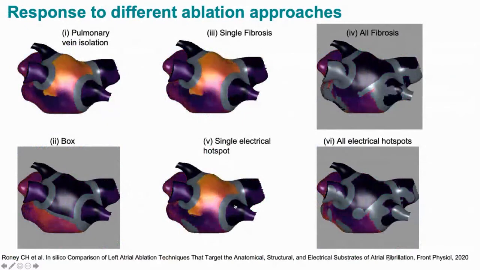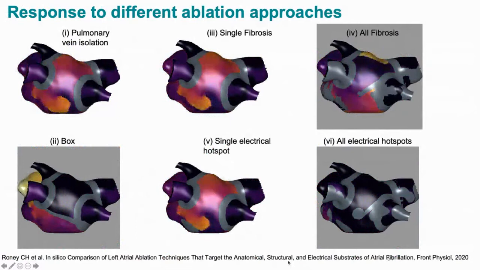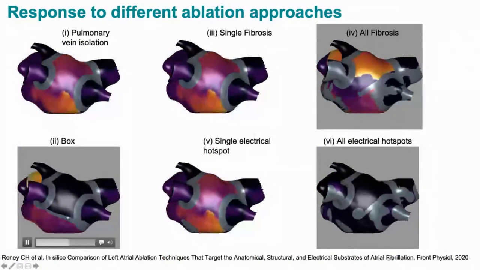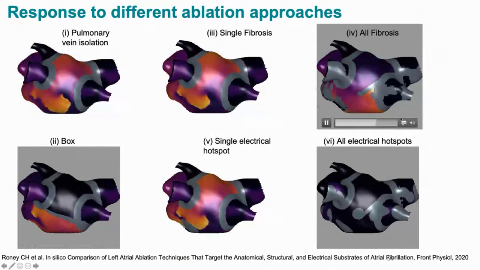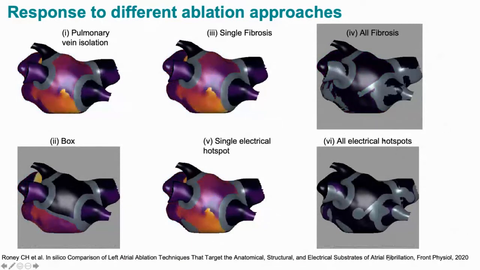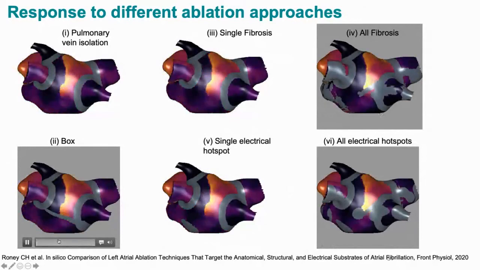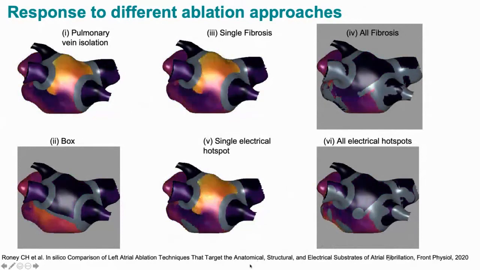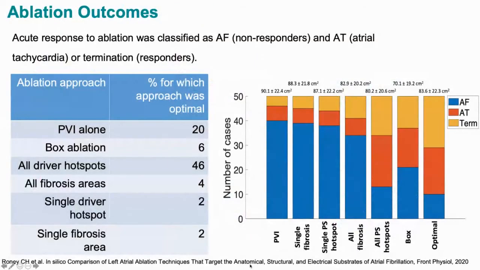And we also see if we have the same model, but we apply different types of ablation, we see different outcomes. So in this case, the ones with more extensive ablation, so the box or all areas of fibrosis or all electrical areas, the arrhythmia is either terminating or becoming a more simple macro re-entry, whereas these cases are still sustained.